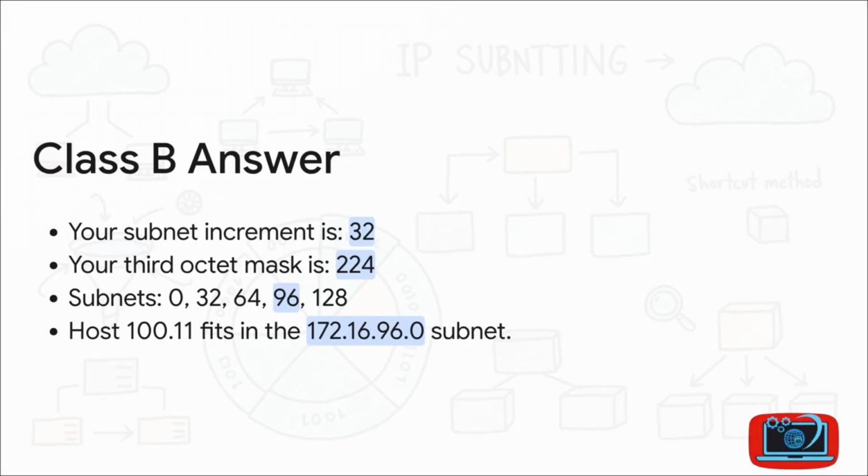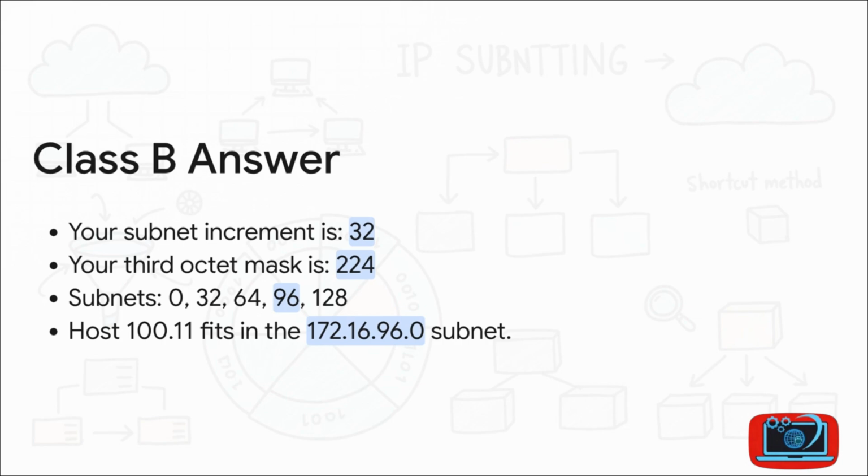Our third tick on top is on the number 32, that's our increment. The third tick on the left is on 224, that's our subnet mask value. Now here's the only difference. Since this is a Class B network, all the action happens in the third part of the IP address. So we count up by 32 in that third spot.